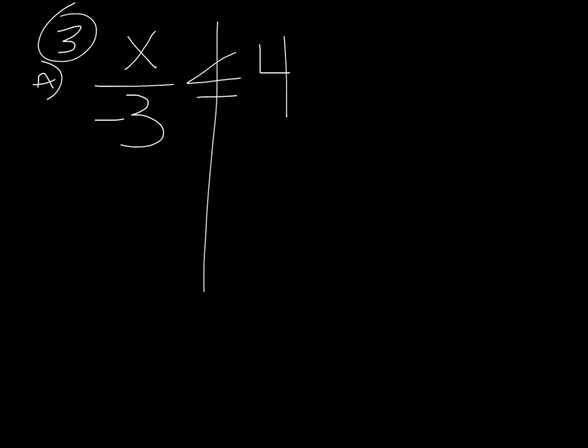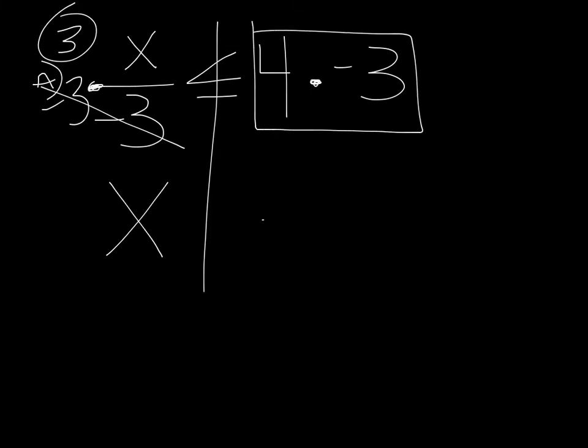All right, and number 3, this is where these change on how you solve them. This is x over negative 3. This is letter A. X over negative 3 is less than or equal to 4. All right, so draw your line. But now here's where this changes a little bit. You're still going to do the same thing. To get x by itself, the opposite of dividing by negative 3 is multiplying by negative 3. So I'm going to times by negative 3 on both sides. My negative 3's cancel out. It leaves me with x. On this side, 4 times negative 3 is negative 12.